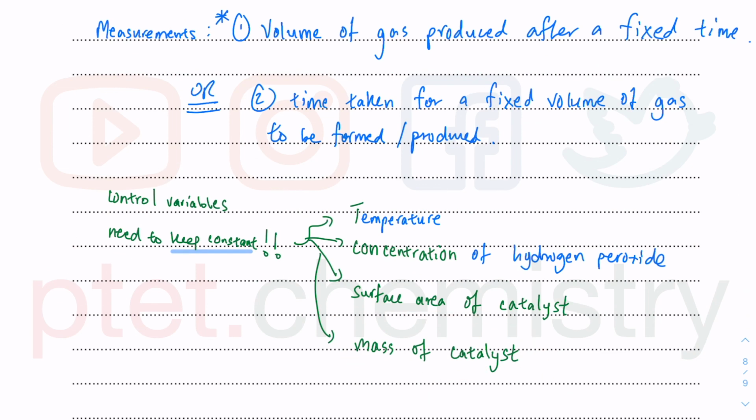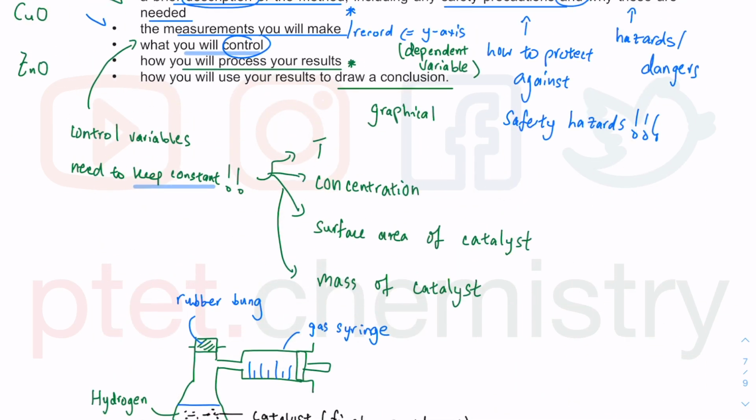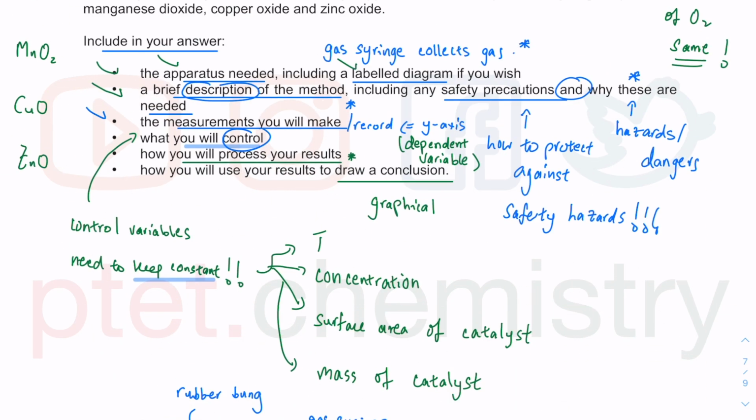The mass of the catalyst used. Each of these catalysts is an ionic solid, consisting of metal cations, positive ions, and O2 minus oxide ions. Next one: how you will process your result.